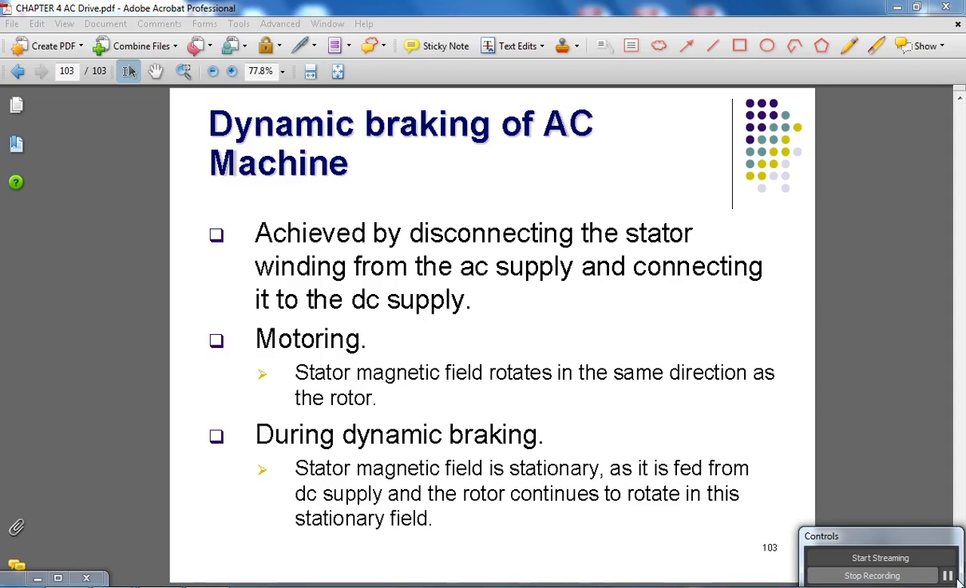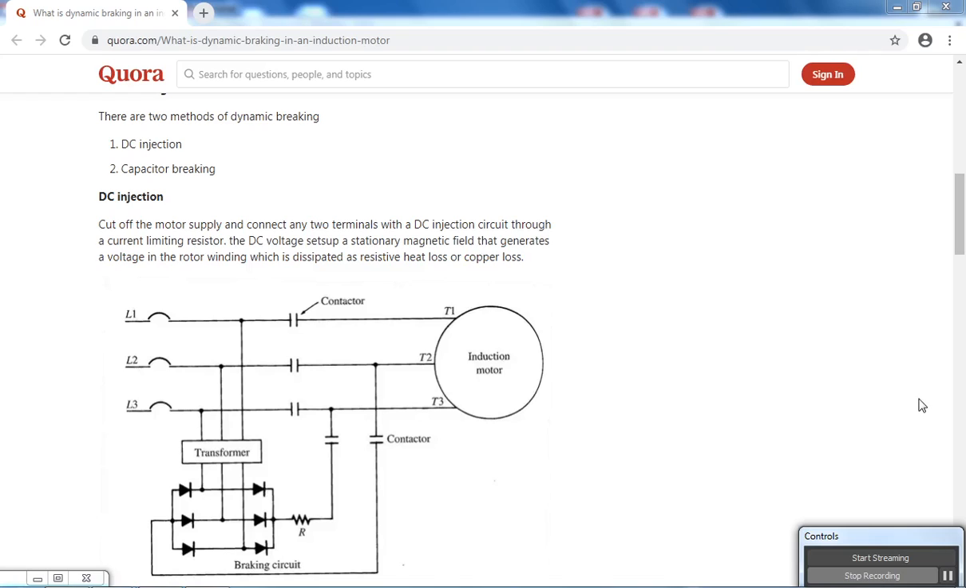So let's look at this figure. This figure shows that when we want to apply dynamic braking, the AC supply to the stator will be taken out by using the contactor. However, the AC supply will go through a set of diodes that act as a rectifier circuit, changing the AC voltage to DC voltage, and will be connected to any two terminals of the stator through a current limiting resistor.